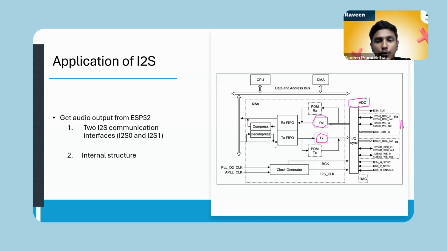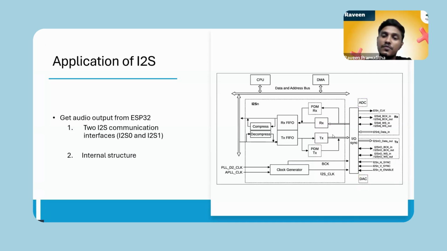Or if we need to transmit some audio signal from the ESP32, like playing some music, we can use the TX side in the microcontroller. Then there is a digital to analog converter here, and we can convert this digital signal to an analog signal for the speakers. Yes, these are the simple things that happen internally in the ESP32.